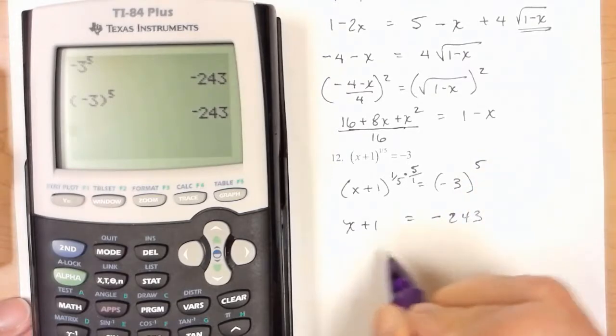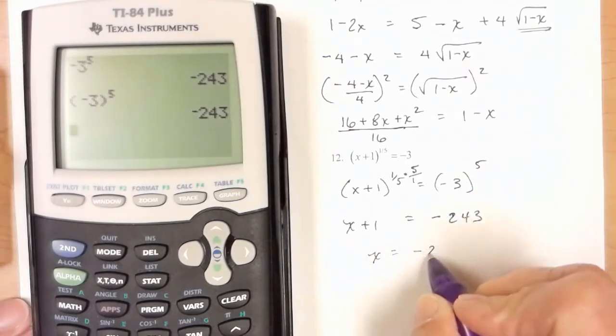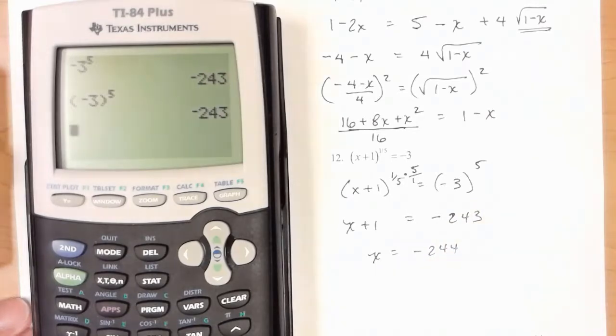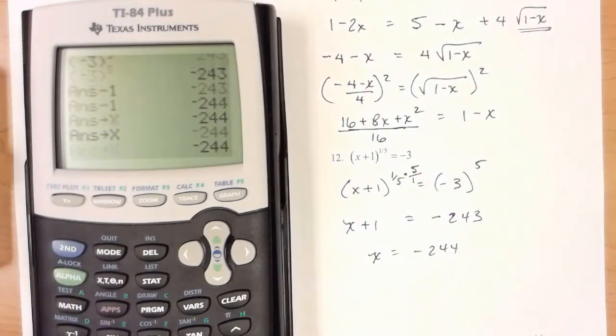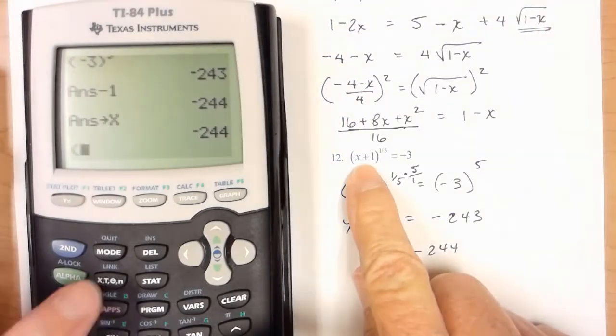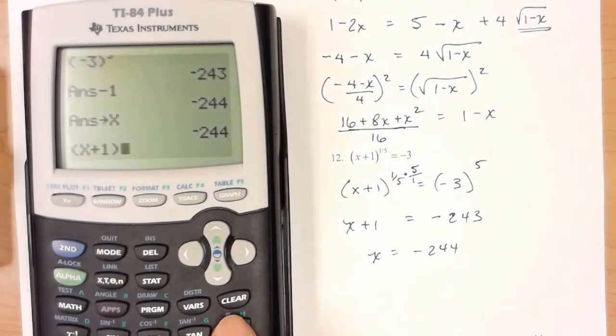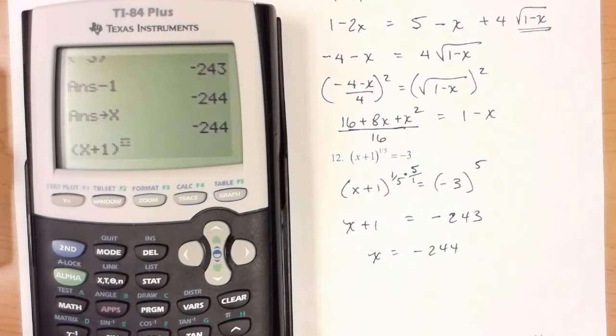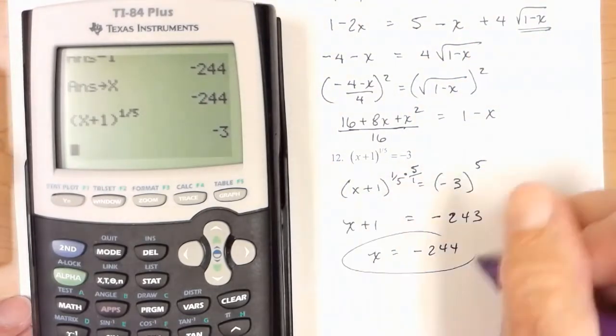I'm going to subtract 1. Let me store that answer. And then I'll go back, parentheses, x plus 1 raised to the, you could do 0.2, which is 1/5, or 1 divided by 5. So that one does work.